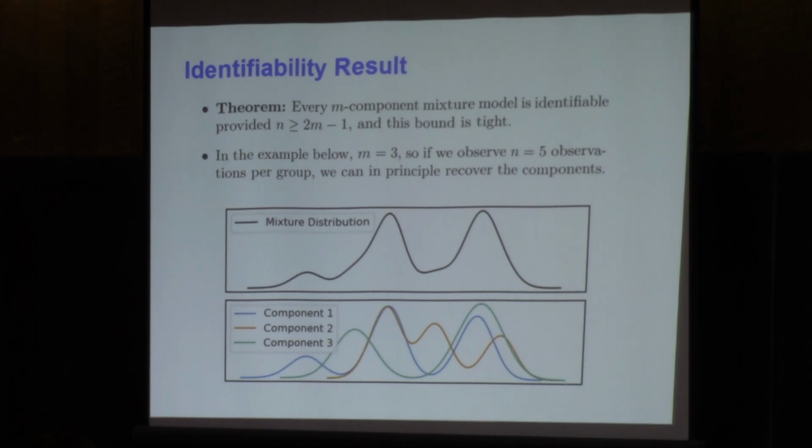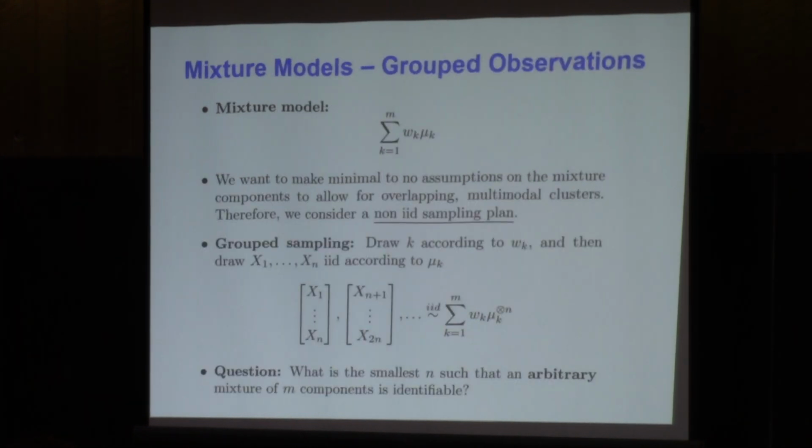So what one of my previous students, Robert Vandermeulen, showed was that every m-component mixture model is identifiable provided the group size n is at least 2m minus 1, and that this bound cannot be improved. So this is a distribution-free result. We make absolutely no assumptions on the mixing components, and still they are identifiable from these grouped observations as long as the size of the group is at least 2m minus 1. Going back to that example from before, here m is 3. So as long as we have groups of size 5, these components are uniquely determined. There's only one set of components that can possibly generate this distribution. That's basically the result.